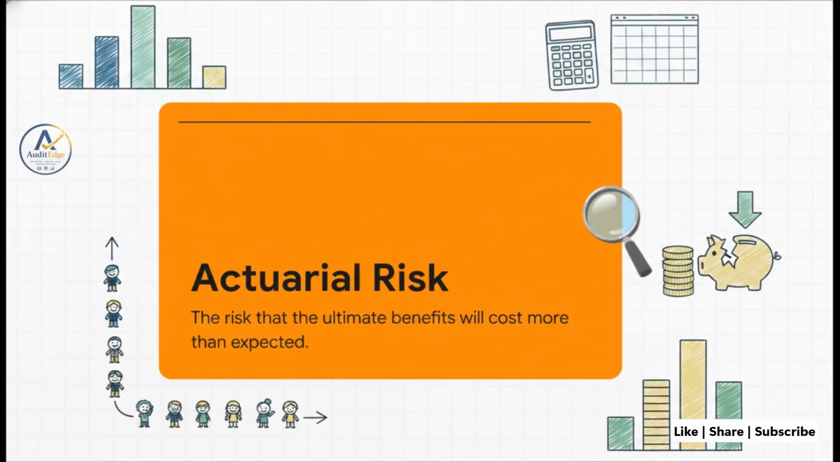Now let's solidify the actual academic definitions you'll need. Actuarial risk is basically the risk that benefits will cost more than expected. Like, what if employees live much longer than we anticipated? Then there's investment risk, which is the risk that the invested assets will underperform. Please remember this golden rule. In a defined benefit plan, the employer bears both actuarial and investment risks. In a defined contribution plan, those risks fall entirely on the poor employee.